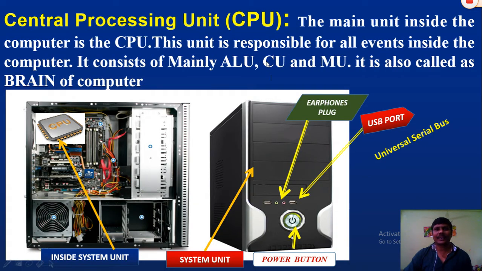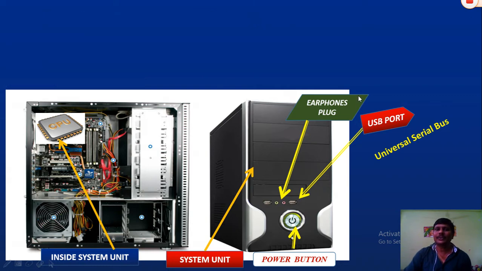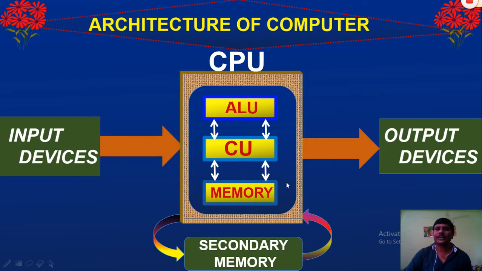CPU is a central processing unit, the main unit inside the computer. This unit is responsible for doing all the activities in the computer. It mainly consists of three parts. They are named ALU, CU and memory unit.